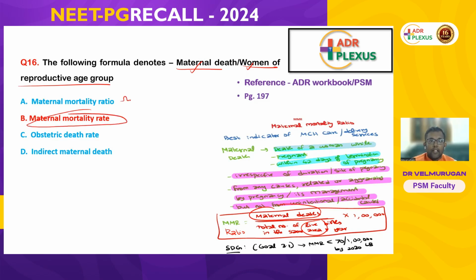But actually what we are studying, MMR generally denotes maternal mortality ratio. It should be less than 97, or it is 97 per 1 lakh live births. What we are studying now is maternal mortality ratio, because the numerator is maternal death, denominator is live birth. But here in the question it is different. Numerator is maternal death. Denominator is not live birth. Instead, the denominator is women of reproductive age.